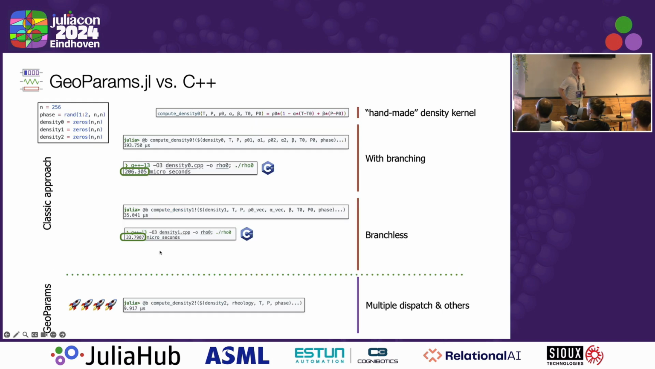You can also compare this with a C++ implementation here, and this is a 2D case. You see if we use the branching, then we have about the same speed between C++ and Julia, also with the branchless case. And if we use GeoParams, we are still a little bit faster, which is probably because our C++ implementation is maybe not totally optimized.